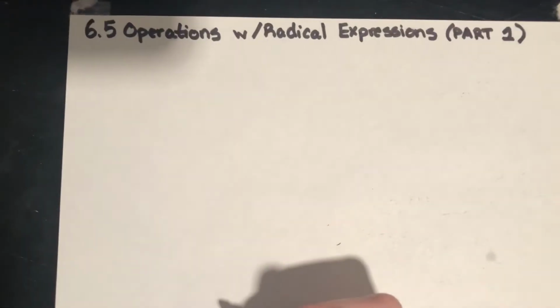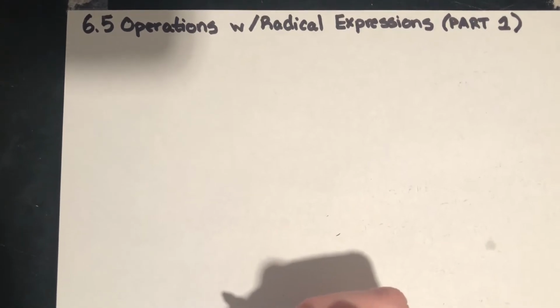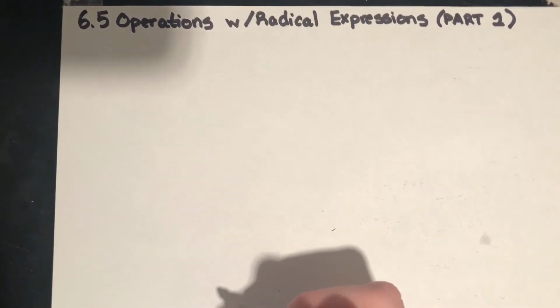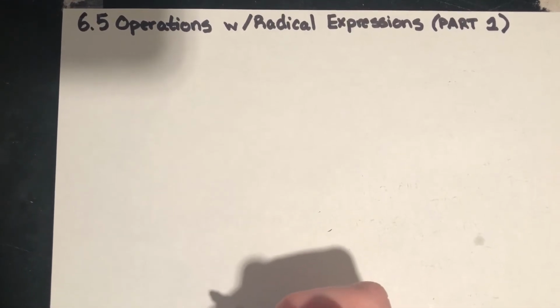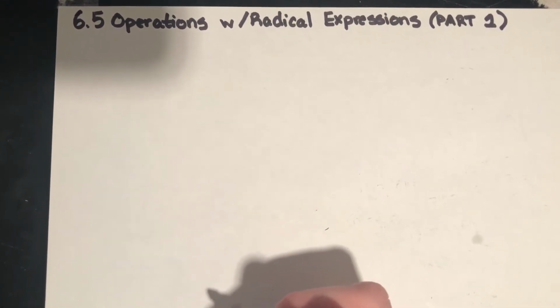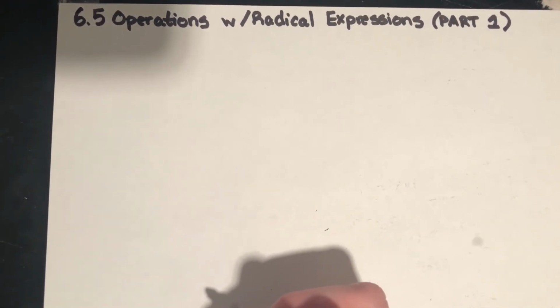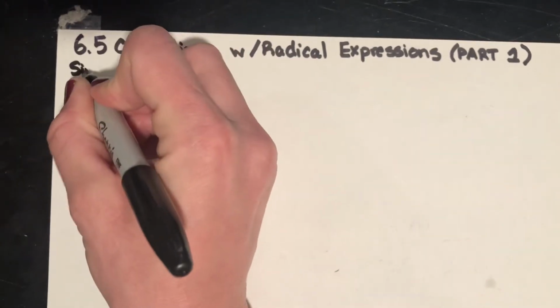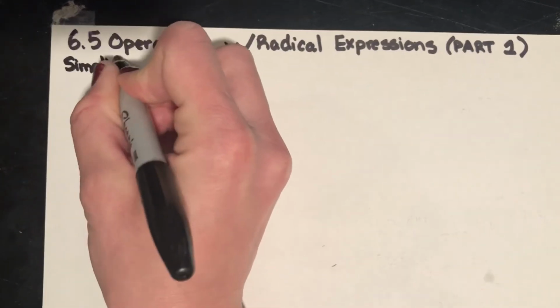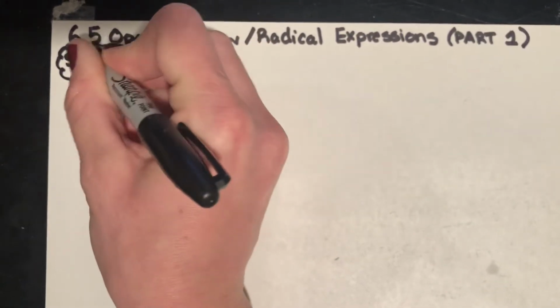Hello folks, we're going to be going over 6.5 operations with radical expressions, and this is going to be part 1 of 2 for 6.5. So the 3 items that we're going to be going over in this video, actually 4 items, are going to be simplifying radicals, multiplying radicals, and adding and subtracting radicals. So our first one we're going to go over is simplifying. Simplify is the first thing that we are going to learn how to do with radicals.